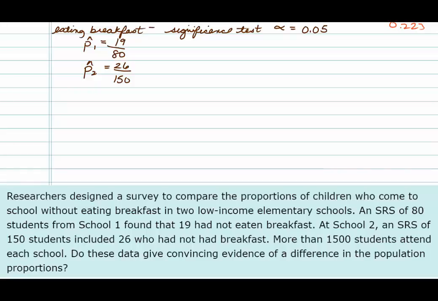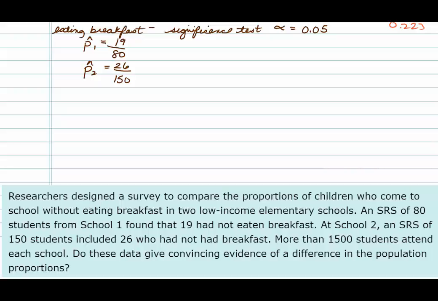Researchers are developing a survey to compare the proportions of children who come to school without eating breakfast in 2 low-income elementary schools. Of 80 students from school 1, 19 had not eaten breakfast. 26 had not eaten breakfast out of the 150 from the next school. They give you the total of students in each school, so you can do that 10% rule. Do these data give convincing evidence of a difference in the population proportions? Carry out a significance test to support your answer.